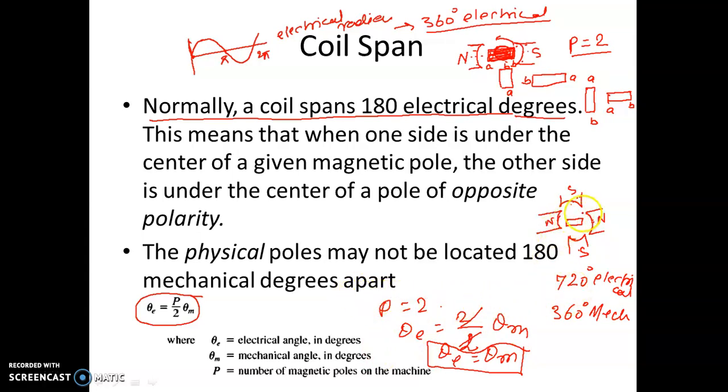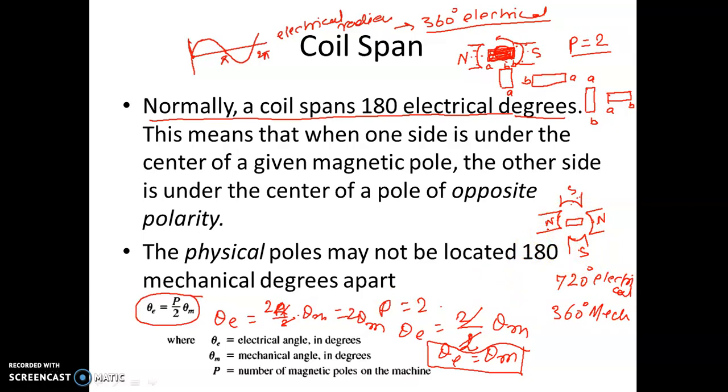But if P equals 4, as explained here, then from this equation theta E will be equal to P by 2, P is 4, into theta m. So it is twice theta m. What does it mean? If you rotate theta m by 360 degrees, the electrical angle will be 720 degrees, as given here. So mechanical and electrical angles have a difference.